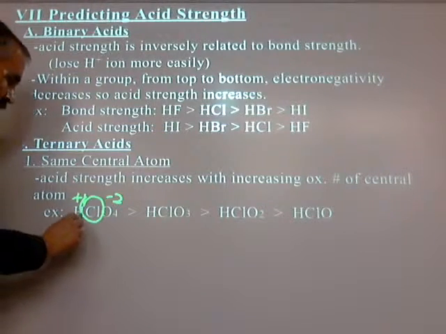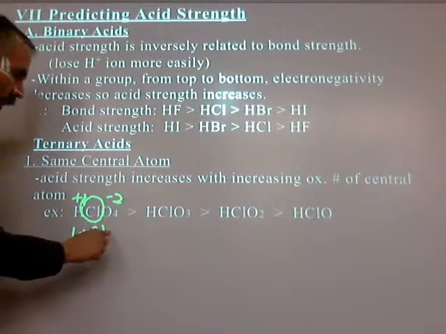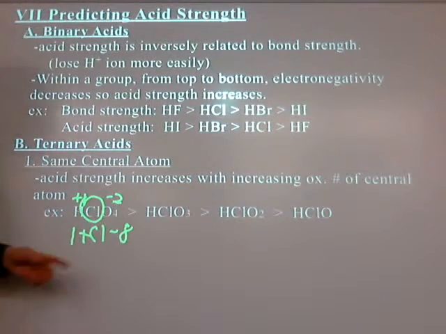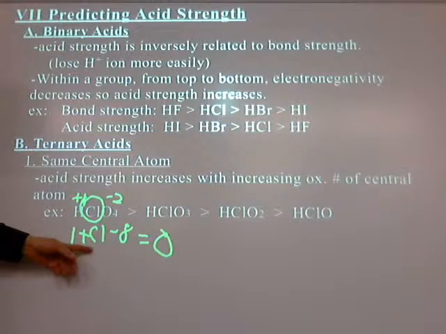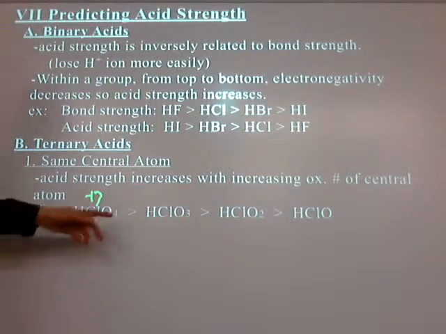Let's take a look. We got a 1 for hydrogen. My chlorine, I don't know. And my oxygen, I got 4 oxygens times -2 is -8. See what I did there? 4 times -2 is -8, right? And the whole thing has to equal 0. So what's chlorine's charge in this guy? +7. So he's a +7 up here. What's this one going to be?